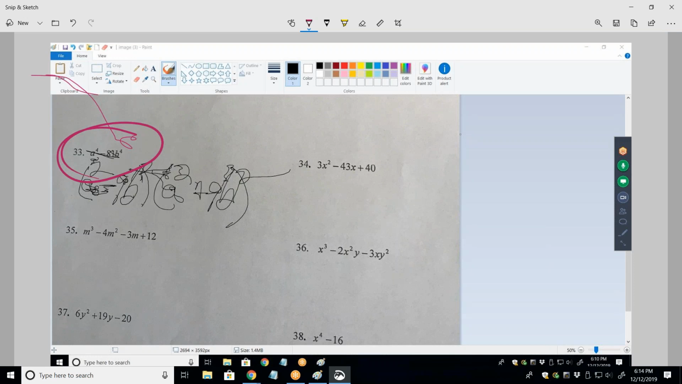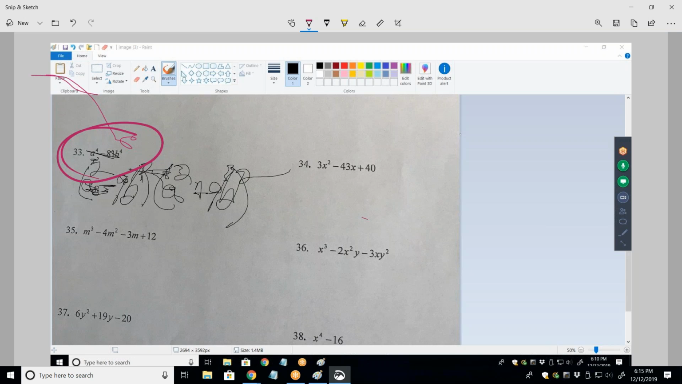So a difference of perfect squares like 38. Can you see 38 at the bottom? I recognize that immediately as a difference of perfect squares, because first of all, there's subtraction going on, and I can split it up into x squared minus 4 times x squared plus 4. But let's get back to 34. I don't mean to jump around like that.